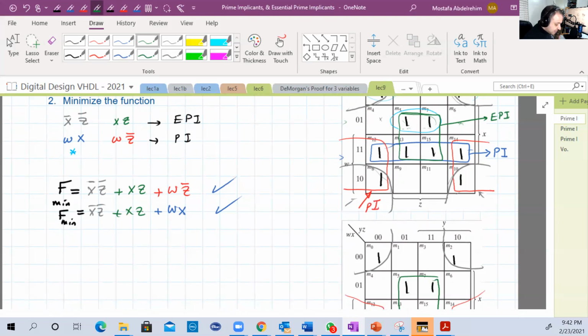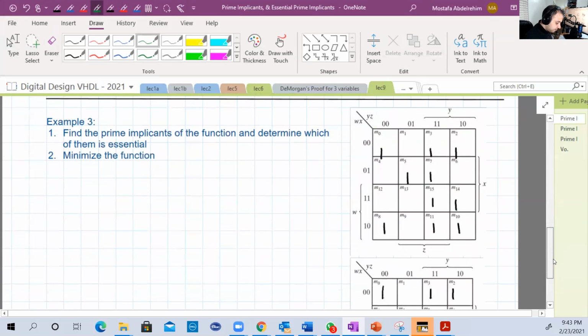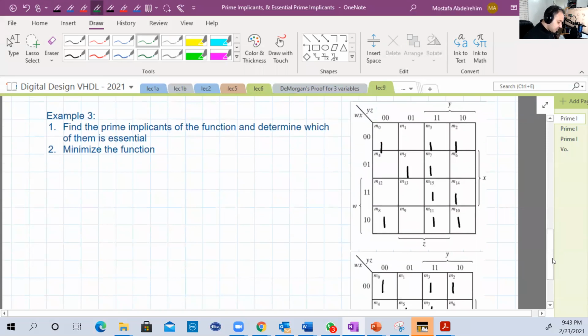This is basically what we were doing. But again, we were doing it by sense because it's a visual strength, and usually our maps are small, so we didn't need much of that formulation. Let's take another example. So again, same question: find the prime implicants, essential prime implicants, and finally minimize the function.